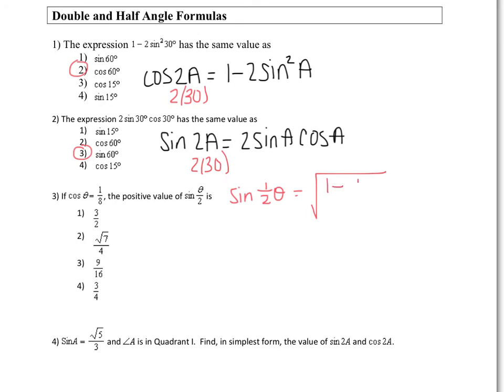So then 1 minus cosine of theta over 2. They give us cosine of theta. Perfect. All we have to do is plug it in. So radical of 1 minus 1/8, divided by 2.